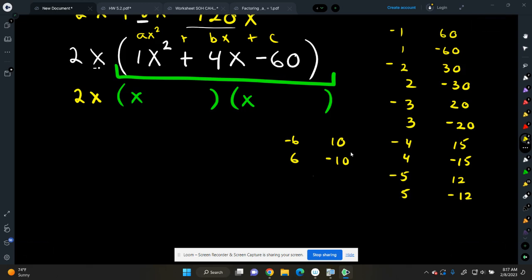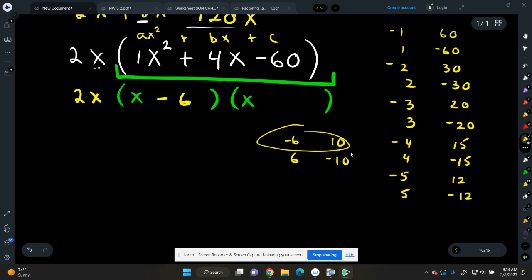So here's my factors. Which combination will add up to positive 4? Negative 6 and positive 10. Here it is right here. Okay, negative 6, positive 10. Okay, you'll get faster at this with practice, and some of you are going to be really quick at it to start with, right?